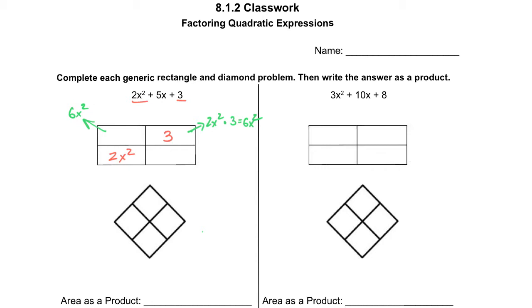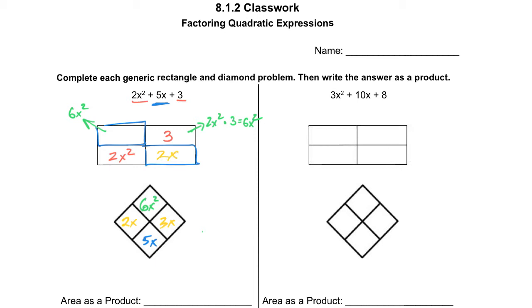We know that the product of those two numbers has to be 6x squared. We also know that the sum of those two products, when you add those parts, has to be 5x. So whatever goes in these boxes here is going to add up to a total of 5x. So now we have a product of 6x squared and a sum of 5x, and we know, hopefully, that the two things that multiply to 6x squared and add to 5x are a 2x and a 3x. So those are the things that are going to fill in the boxes of our generic rectangle.